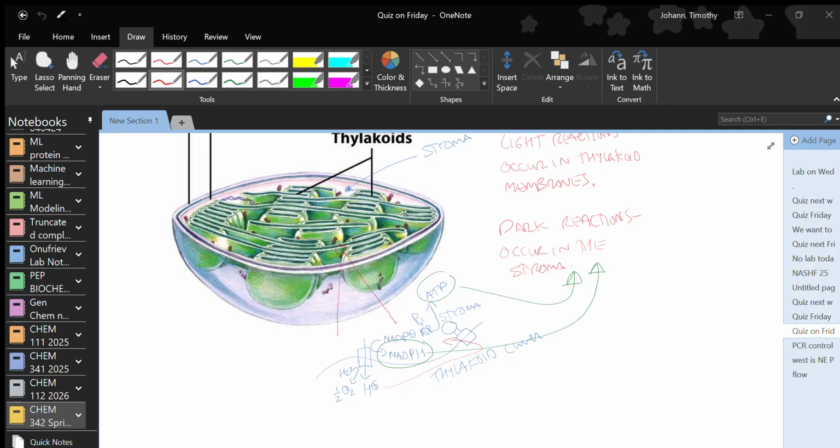Anyway, but so we're going to let protons out of these through our ATPase, and we're going to make ATP out here in the stroma. That's going to be important when we think about kind of the regulation of this system.